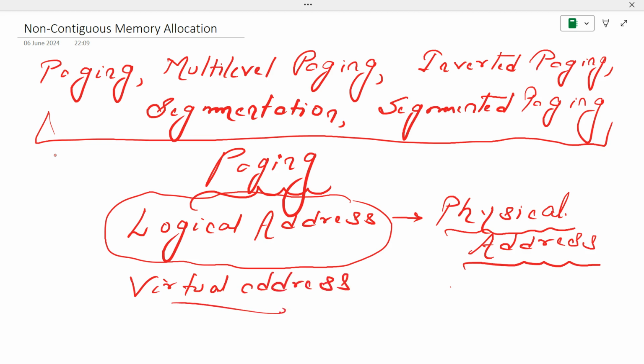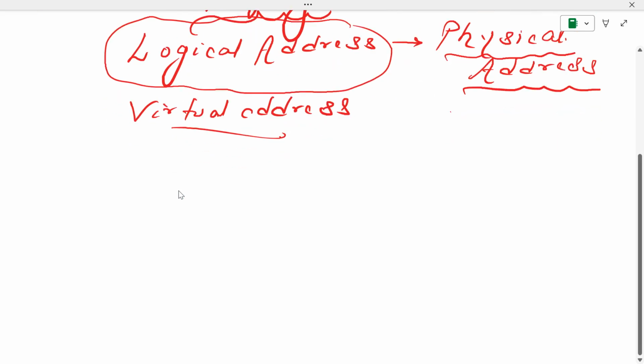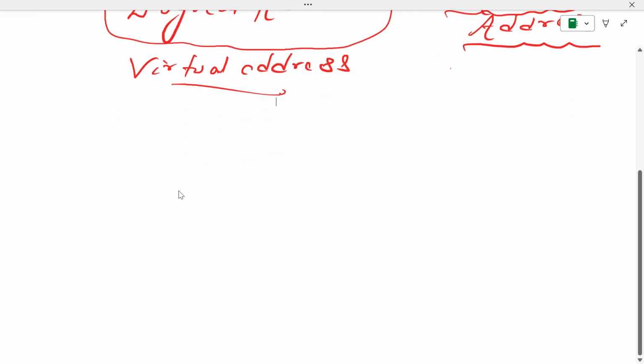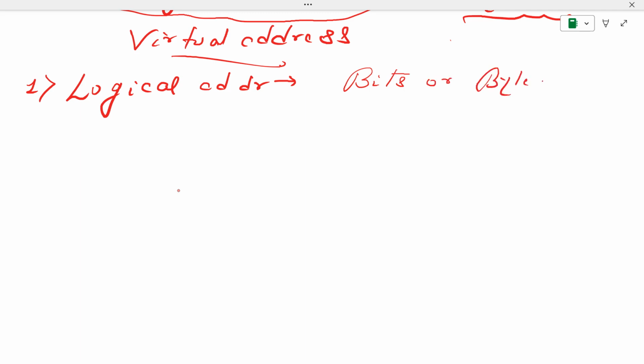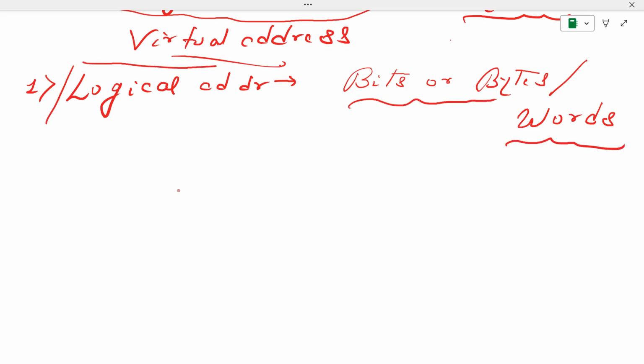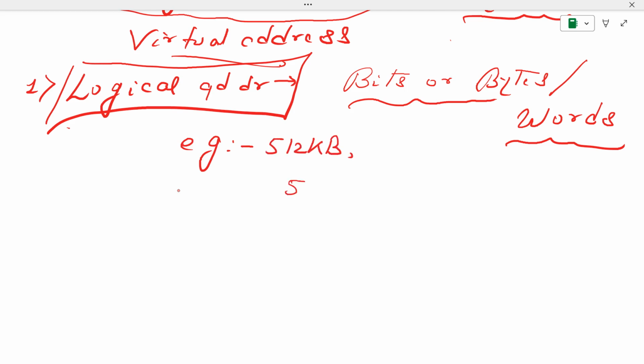Before talking about this, let's talk about how to represent the address. First, the logical address, also known as virtual address, is represented in the form of bits or bytes. Definitely these are the two ways of representing it, or it can be represented in the form of words. Either bit or byte or word, just like the physical address we already discussed in previous videos. So this logical address is also represented in the form of bits or bytes or words. For example, it can be 512 kilobyte, or we can represent it as 512 kiloword.